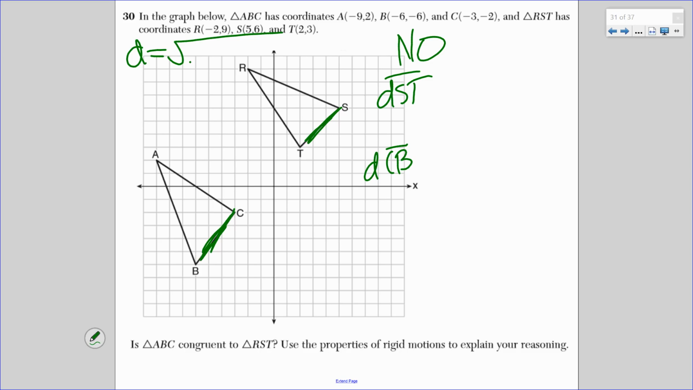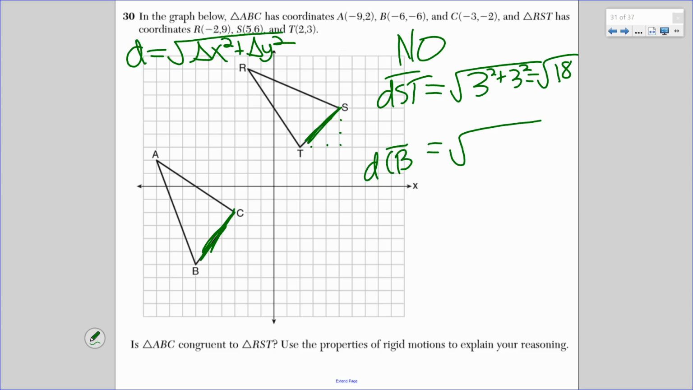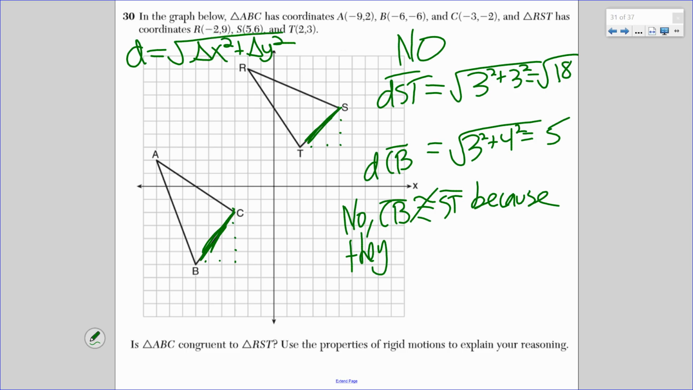Distance equals radical. The way I do it is delta x squared plus delta y squared. You can subtract the x's, same thing. I like to count. 1, 2, 3. 3 squared plus 3 squared equals radical 18. CB: 1, 2, 3, 4. 3 squared plus 4 squared equals radical 25, which is 5. Are they congruent? No. CB is not congruent to ST because they don't have the same distance.